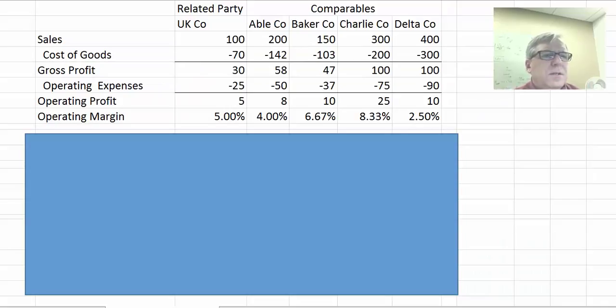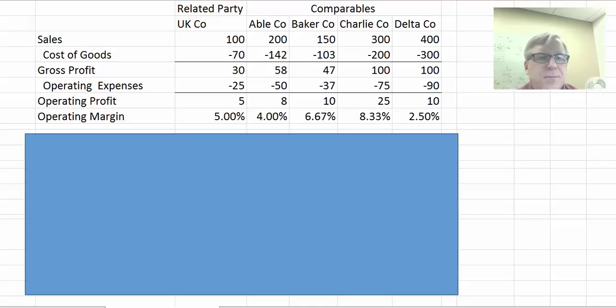Well, let's look at a different example here, and this example is going to be an adjustment to the comparables to make them comparable to the tested party with regards to the accounts payable level. Now, in a previous video, we've gone through adjusting both the tested party and the comparables to a cash basis, but there's an advantage to adjusting the comparables to the tested party.